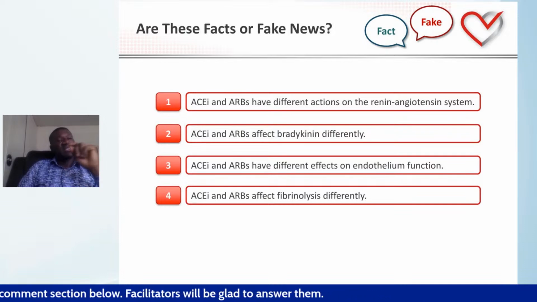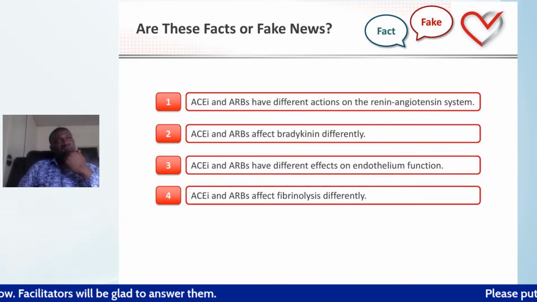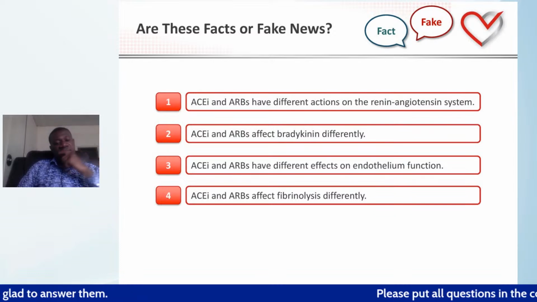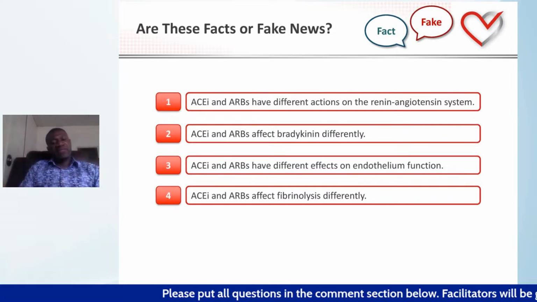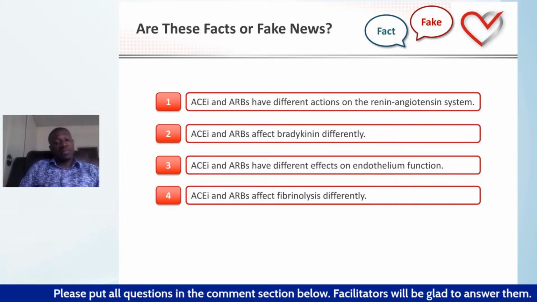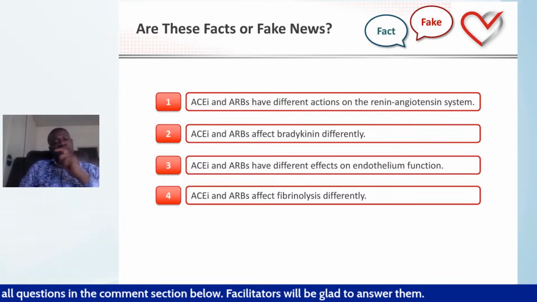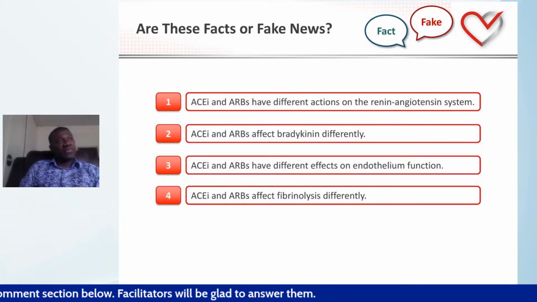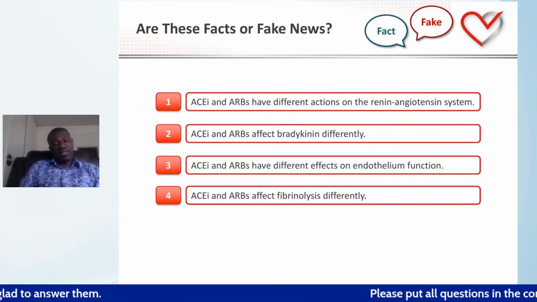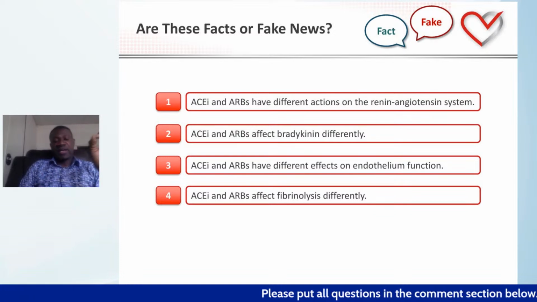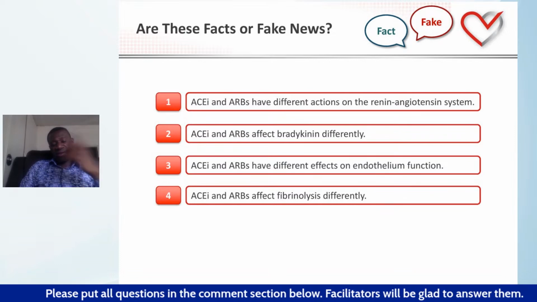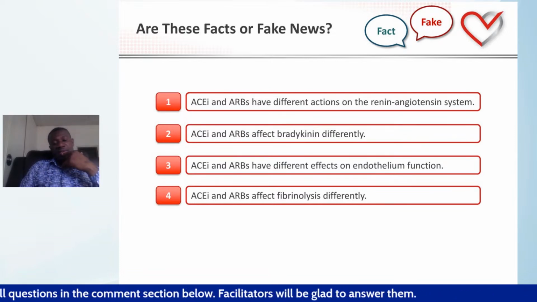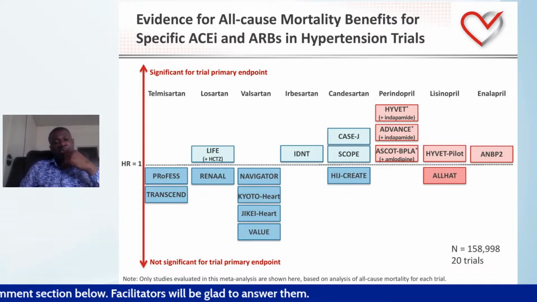Do they have a different action when it comes to the renin angiotensin system, and also the bradykinin system? Does it have a different end effect if ACE inhibitors or ARBs are applied? And when it comes to endothelial function, are ARBs and ACE inhibitors different? And also fibrinolysis, in terms of breaking down thrombosis, is ACE inhibition or are angiotensin receptor blockers applied differently in this matter?